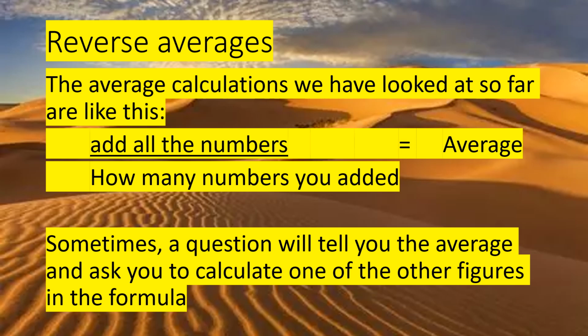Sometimes a question will tell you the average and ask you to calculate one of the other figures in the formula. So they might give you the average and how many numbers you added and ask you to calculate the total of all the numbers. Or they might give you the average and the total of all the numbers and ask you how many numbers were added up.